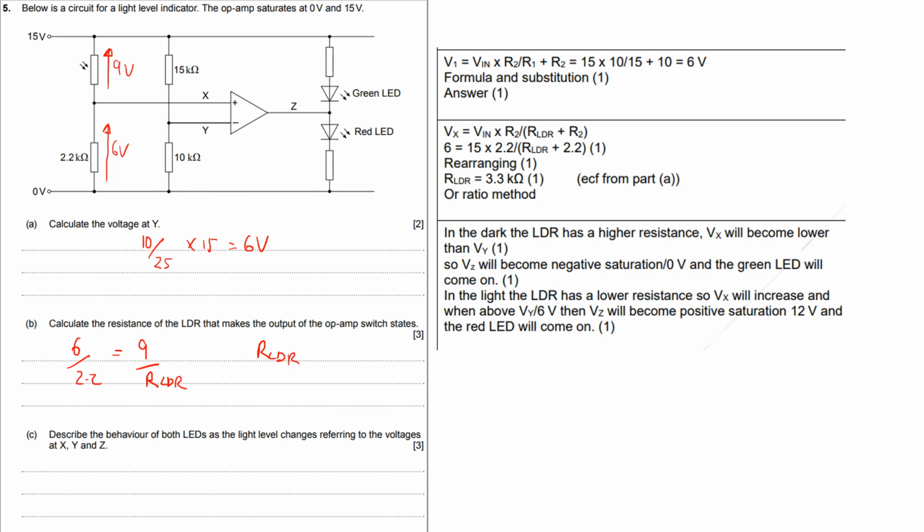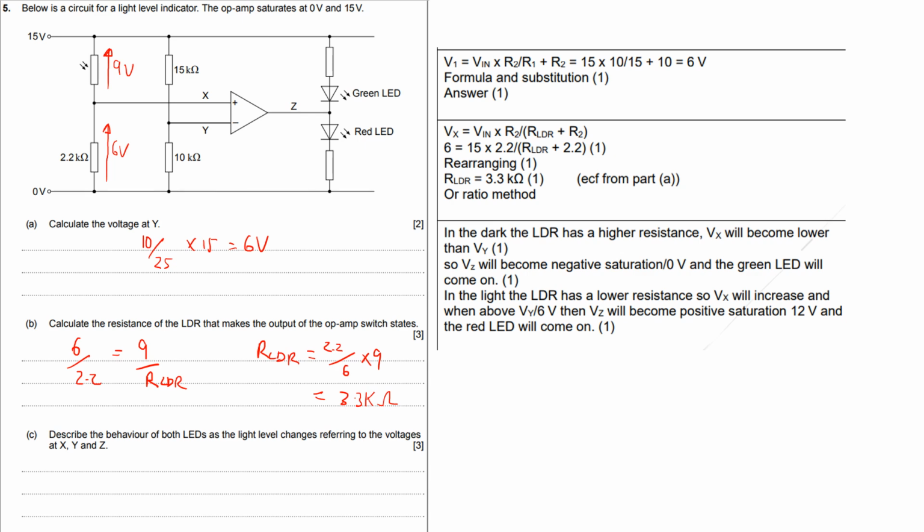Remember, if you flip one side up, you can flip the other side up, so it's basically 2.2 over 6 times your 9, 3.3. Okay. Describe the behaviour of both LEDs as the light level changes.